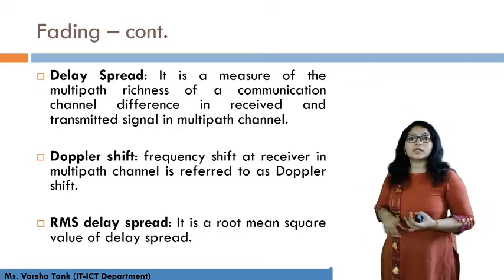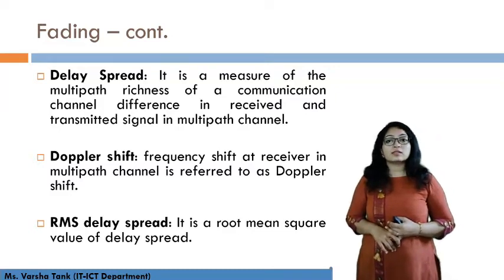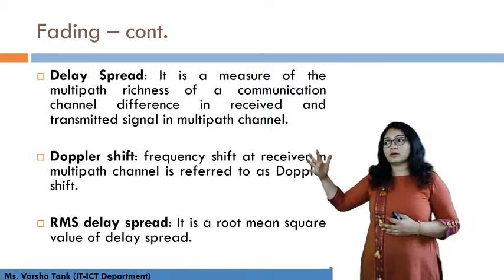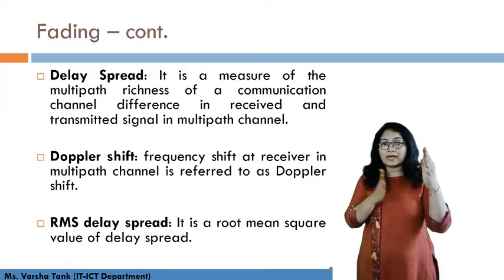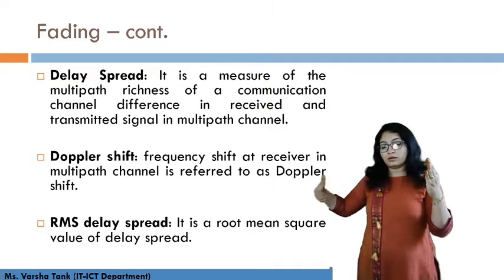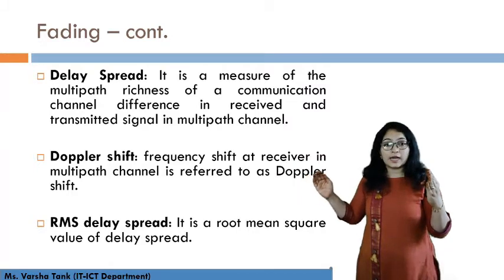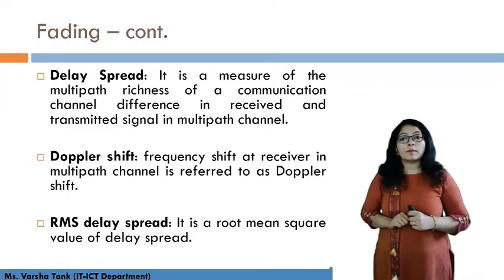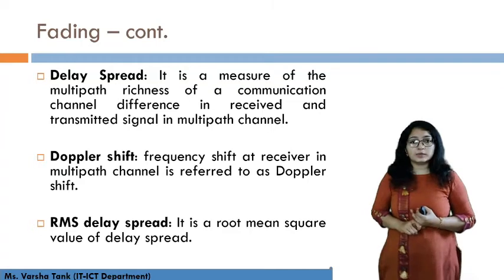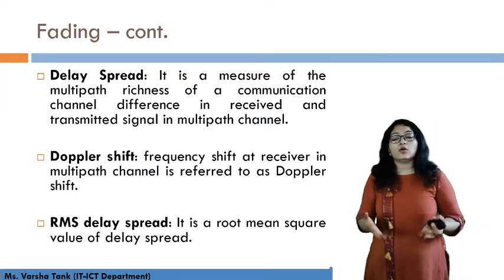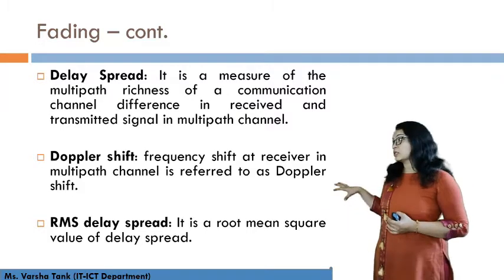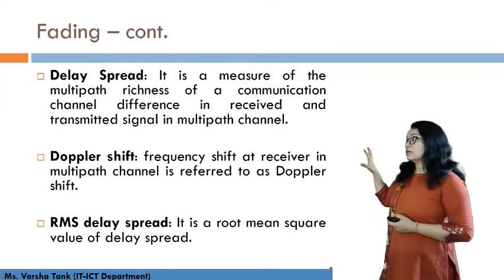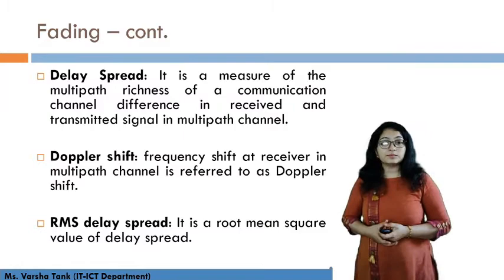Next, Doppler shift. The frequency shift at the receiver in a multipath channel is referred to as the Doppler shift. Sometimes your device may come near the antenna and then move fast, far away from the antenna, so the frequency will change. That change in frequency is known as the Doppler shift. Then next is RMS delay spread, which is the root mean square value of the delay spread. So these are the terms that will be used in fading.